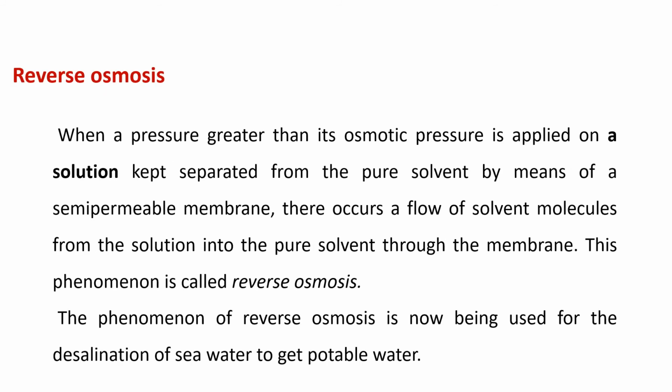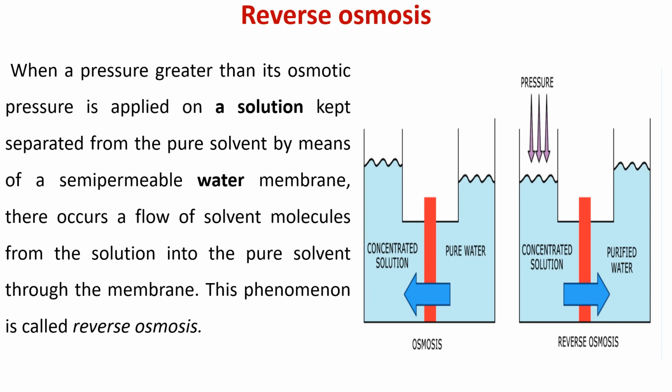What will happen when a pressure greater than its osmotic pressure is applied on a solution, kept separated from the pure solvent by means of a semi-permeable membrane? Do you know? Here, there occurs a flow of solvent molecules from the solution into the pure solvent through the semi-permeable membrane. This phenomenon is called reverse osmosis. This is used for the desalination of seawater to get potable water.